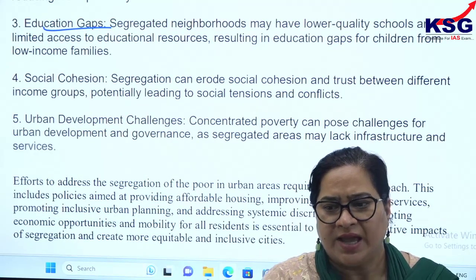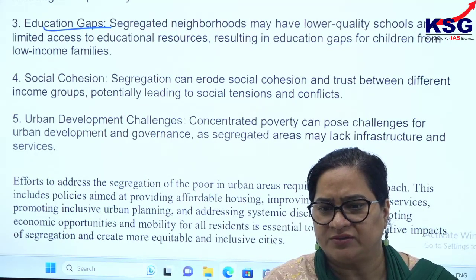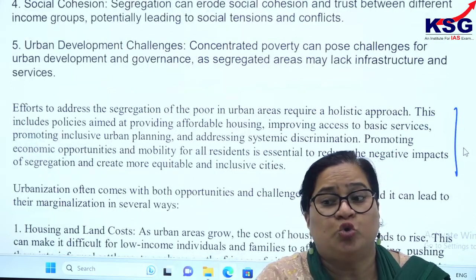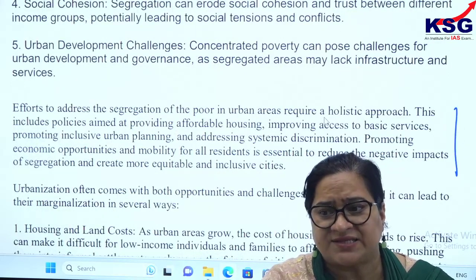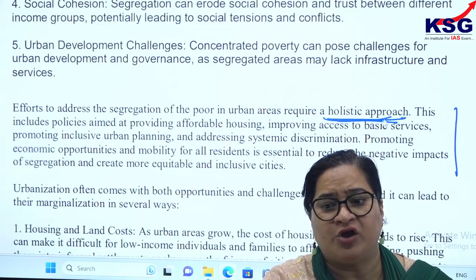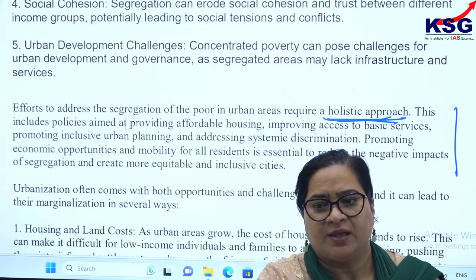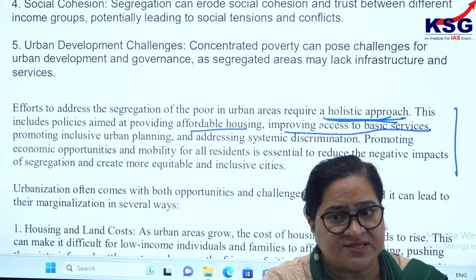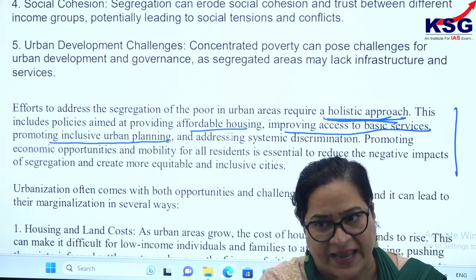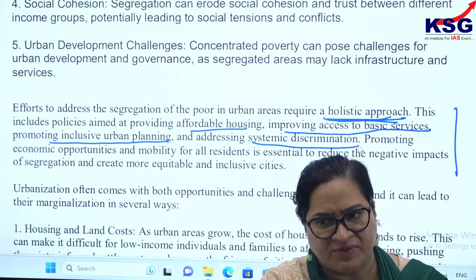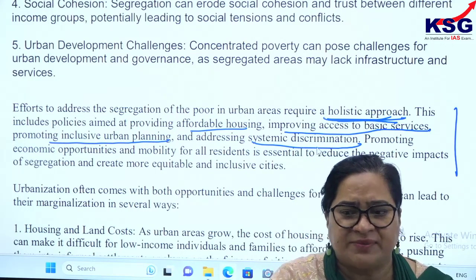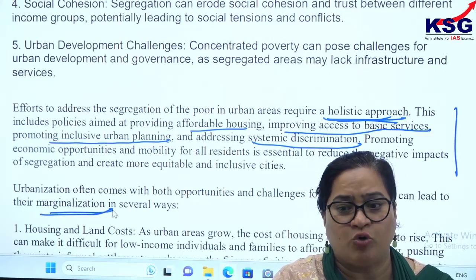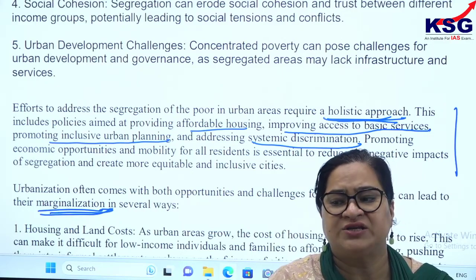That's it. Okay, and after this, then you can further, like, here I have given very briefly some suggestion on how to do away with this segregation. So let us have a holistic approach to the idea of development, which is associated with affordable housing, improving access to basic services, promoting inclusive urban planning, then systemic discrimination should be addressed, all these segments, and then talk about the given possibility of marginalization, how urbanization can lead to marginalization.